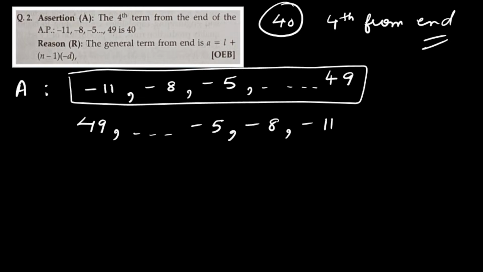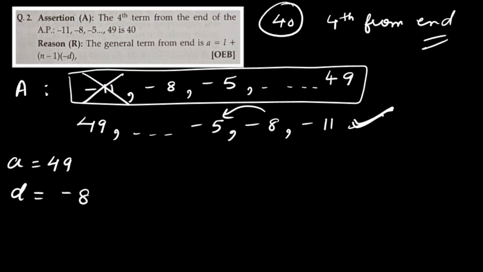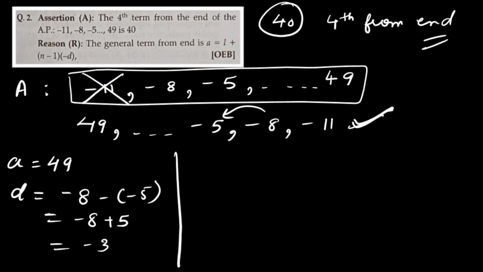Yes, Rehan has given. So for this one, now A is not minus 11. This is not the sequence which we have to use. We have to use this sequence. So A's value is 49, and for D, you can use any two of these terms. So minus 8 minus of minus 5. So I have used these two, the successive term minus the preceding term. So that's how you have to find D. So minus 8 minus minus plus 5. So minus 3 is the common difference.